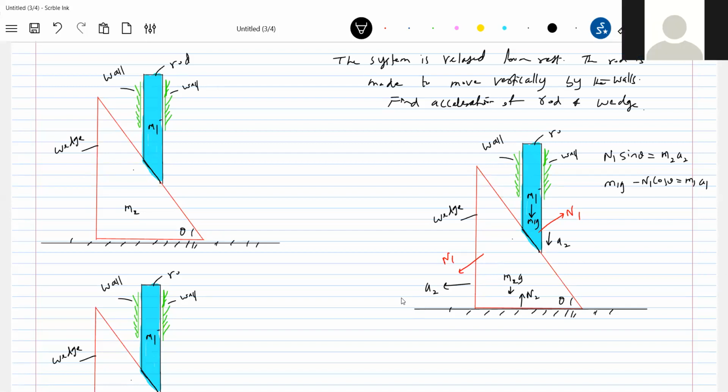So the other equation would be the constraint equation along the common contact. Sir, we can write an equation for the rod moving downwards.